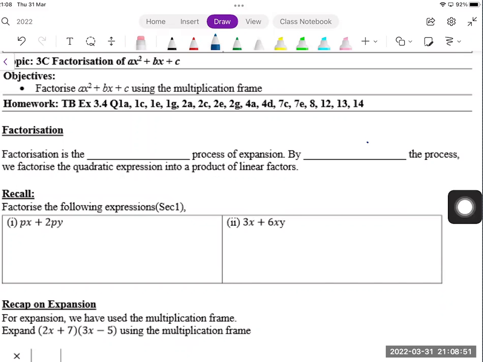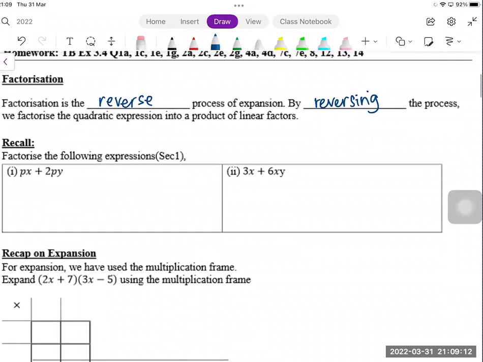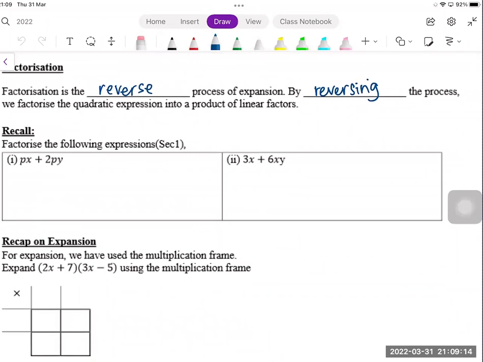So what is factorization? Factorization is the reverse process of expansion. By reversing the process, we can factorize a quadratic expression into a product of linear factors. So we start by recalling what you have learned in terms of factorization back in Sec 1.